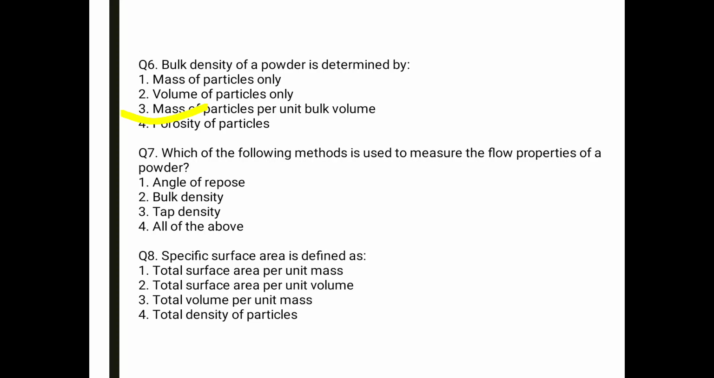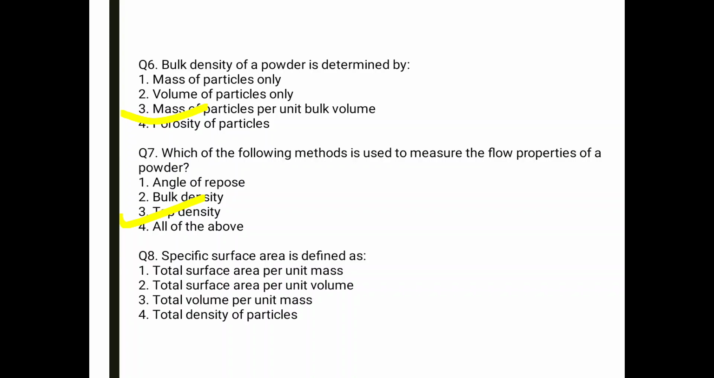Next, which of the following methods is used to measure the flow properties of powder? First, angle of repose. Second, bulk density. Third, tap density. So all of these methods determine flow properties of powder.